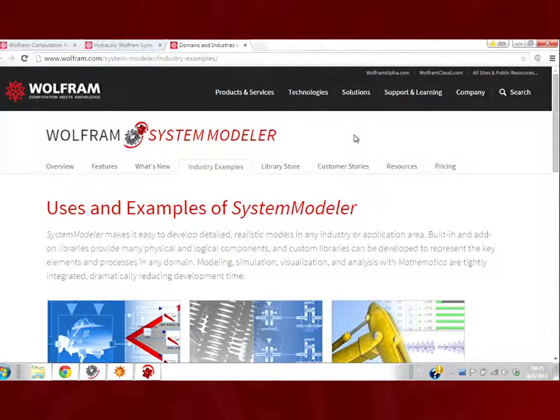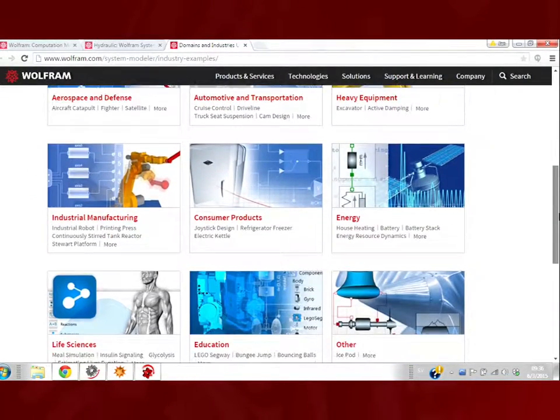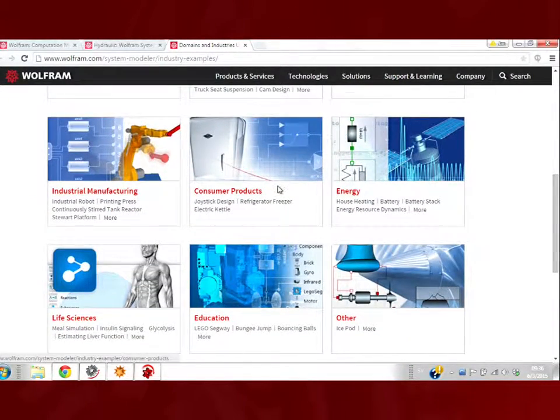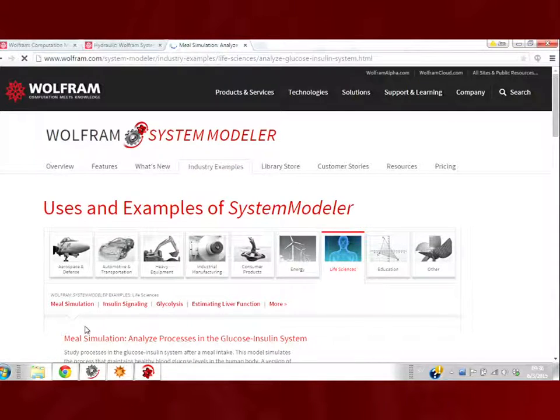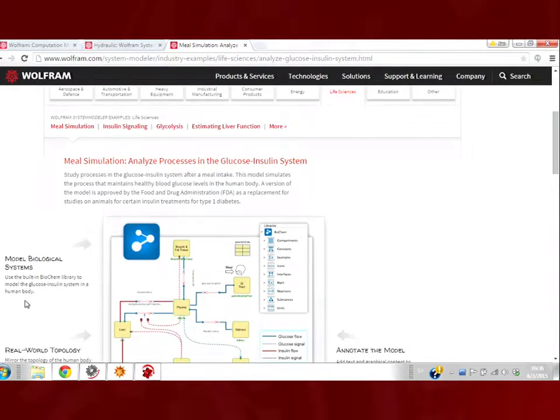Not all of you are from the field of modeling squirrels or aircrafts. Perhaps you are more interested in other applications. Then you might want to see examples from your specific field. Then you can go to the industry examples, and you will see the different fields, whether it's, let's say, meal simulation, which is quite different from what we have done now. You can go in and see several different examples from life science.